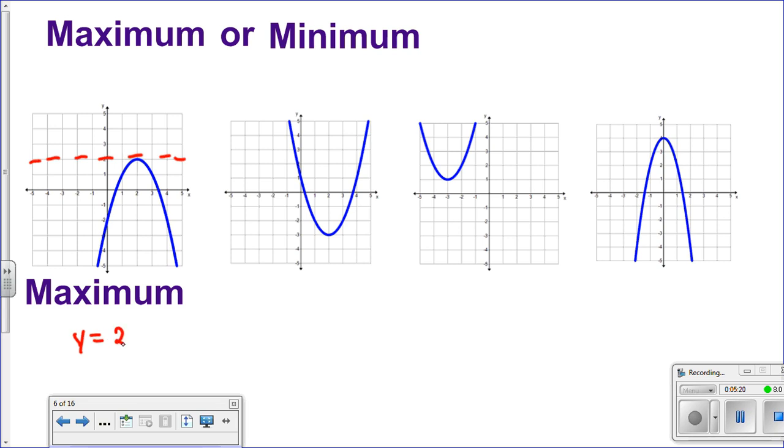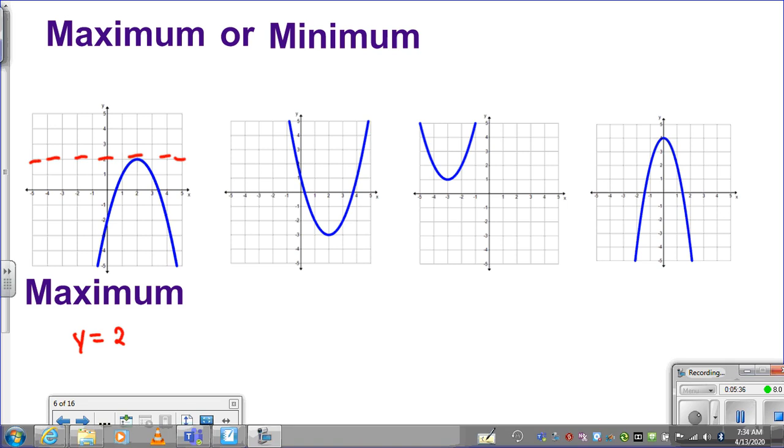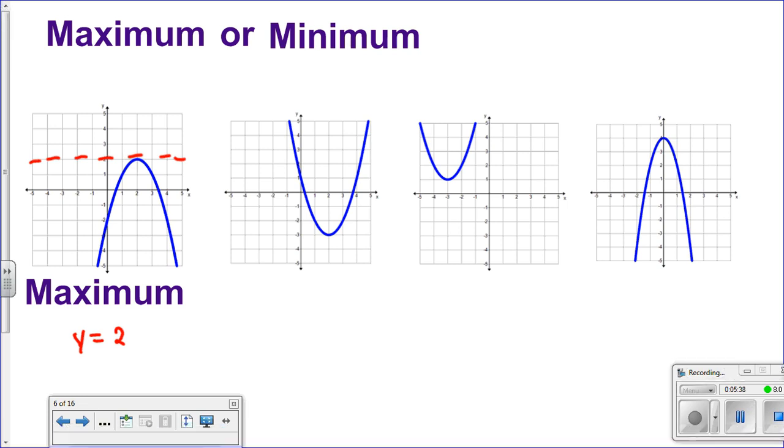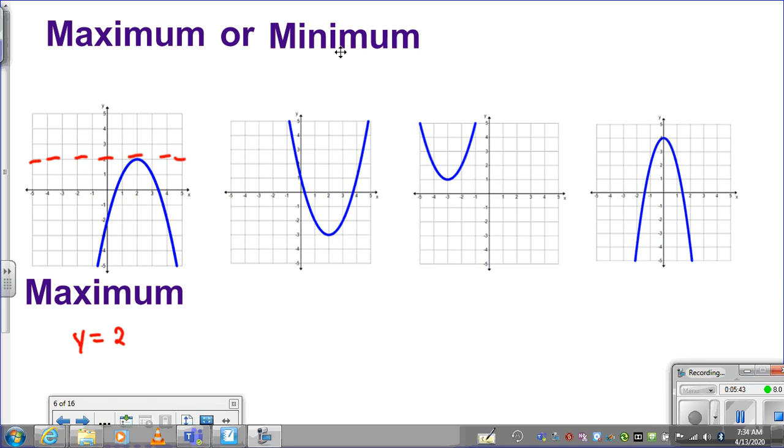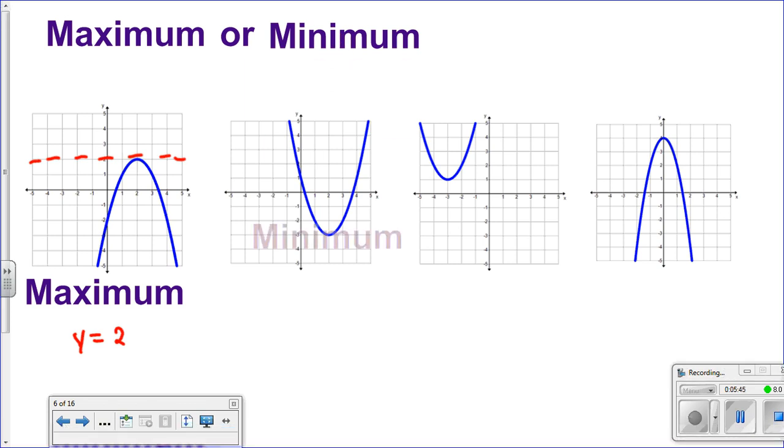Now you have to be careful because if the question is worded, what's the maximum point, you'd have to give coordinates. But if it just generally asks for the maximum value, then you're just looking at what's the highest value that the function reaches. So in the next one, this one would be a minimum value.